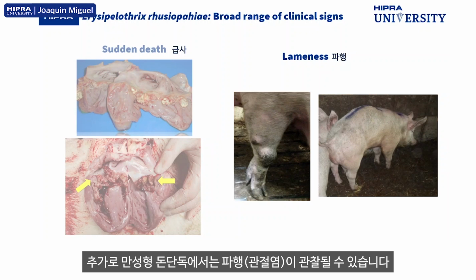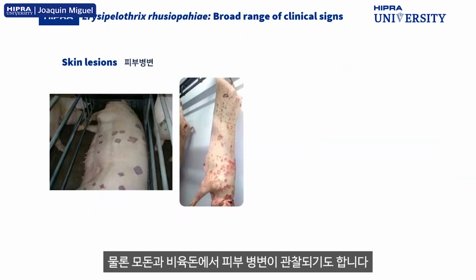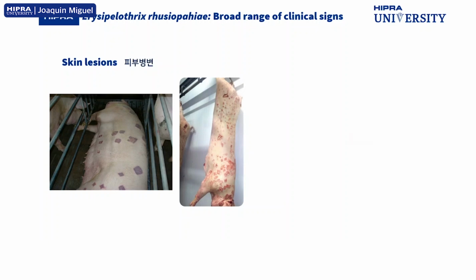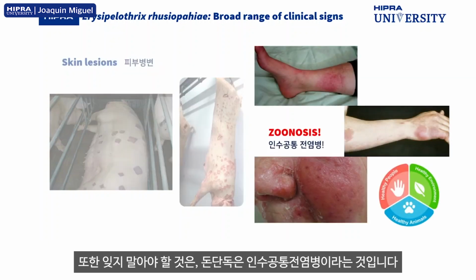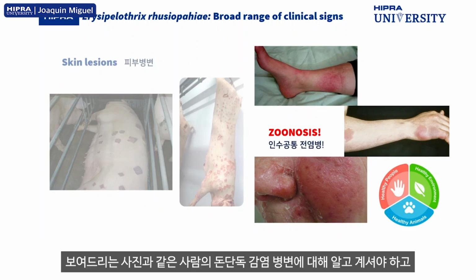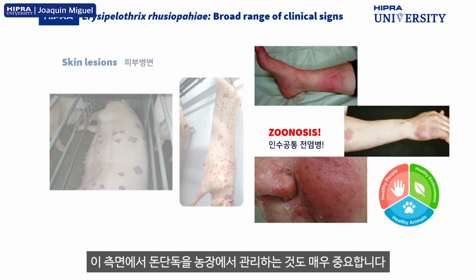Lameness is also present in those cases of chronic problems. And of course, we can find the skin lesions in the sows and also in the fattening animals. Also, very important to consider, we are talking about a zoonotic disease. These are erysipeloid lesions in humans, so we need to be aware of that, and it's really important to control it in our farms.